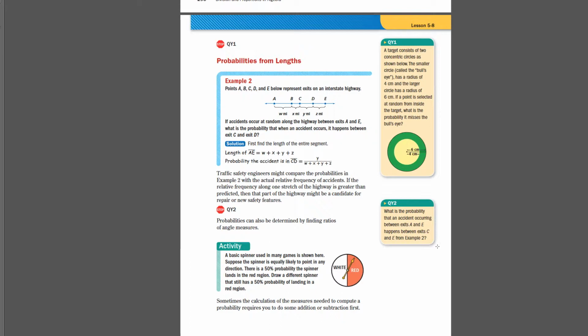It was simply just looking at the variables that represented the distances and doing our calculation with that. If we had one with numbers, it probably would be a little bit easier, but the basic idea would be the same.